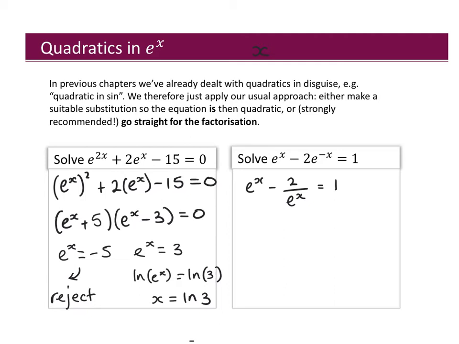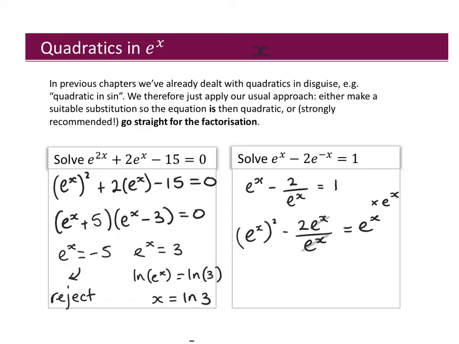Okay? So if I multiply everything by e to the x, I'm going to get e to the x squared minus 2e to the x over e to the x. Now they're going to cancel. Again, I probably wouldn't write this much detail, but it's to make sure you know what's going on. Equals 1 times e to the x, which is e to the x.